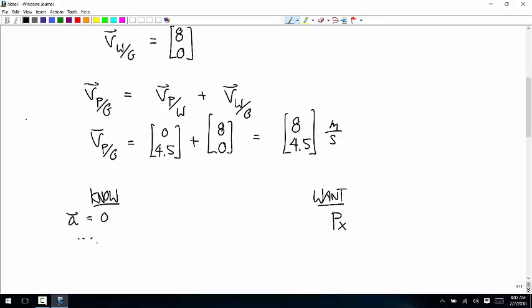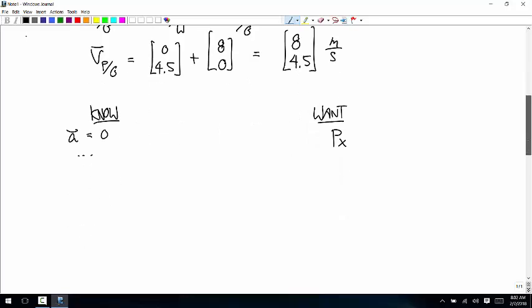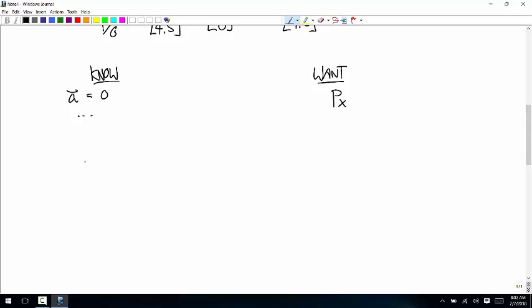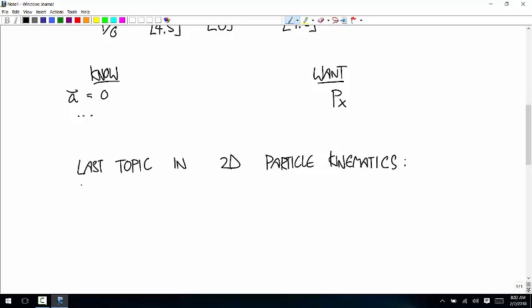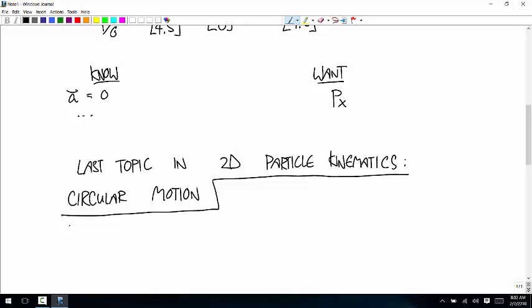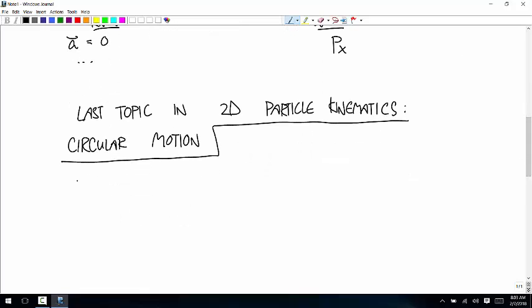All right, so the last topic in particle kinematics in 2D is circular motion. And we're going to break circular motion up into 2 categories.